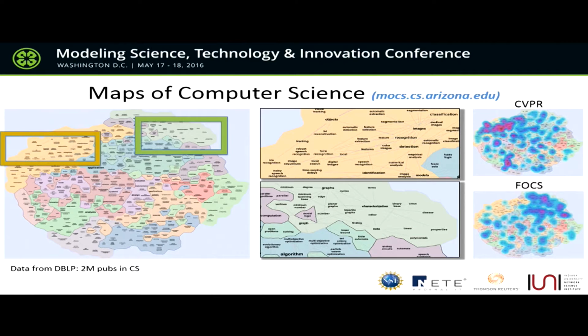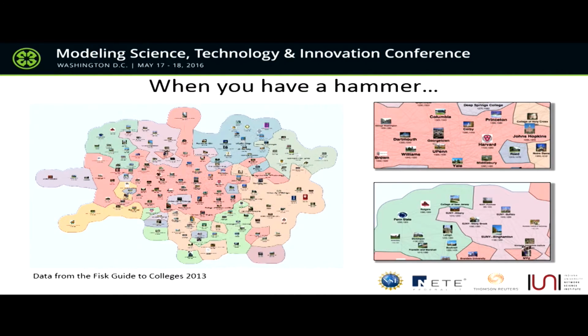So when you have a hammer, everything looks like a nail. So we can make maps of everything. Yesterday, Daniel McFarlane had a map of universities. I asked him immediately for the data so I can make a real map out of it. It will look like this.